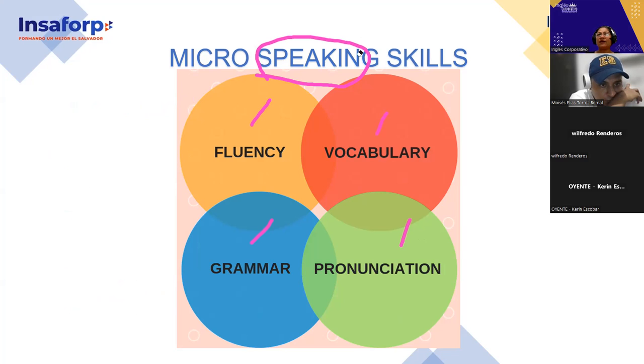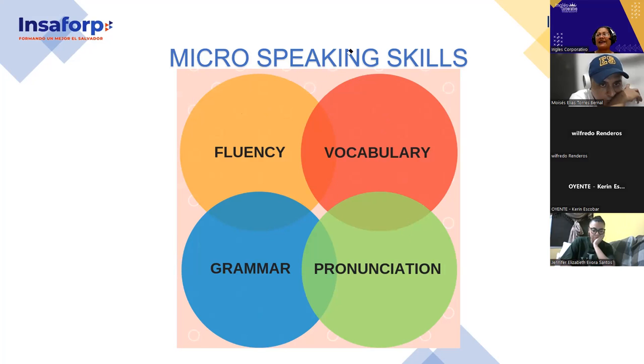When we are speaking, the first thing that you need to have is vocabulary. The second is that you need to know grammar. If you have vocabulary and you know grammar, you know how to structure all the sentences. Now that you have vocabulary and grammar, you need to pronounce well. And finally, when you have vocabulary, grammar, and pronunciation, we can get fluency. And what is fluency? Well, we are going to define each of them.